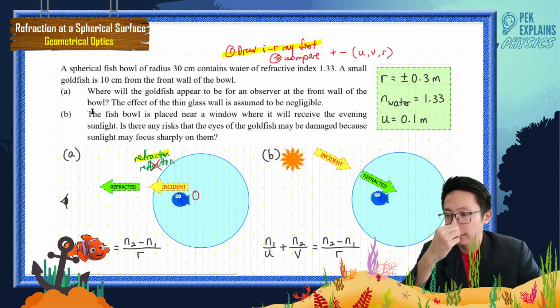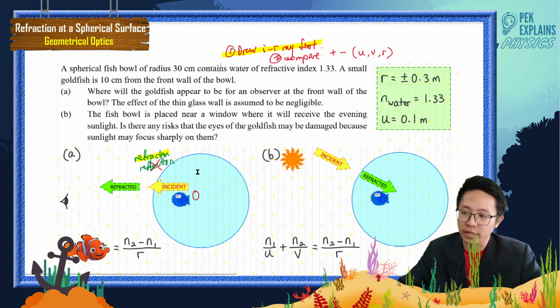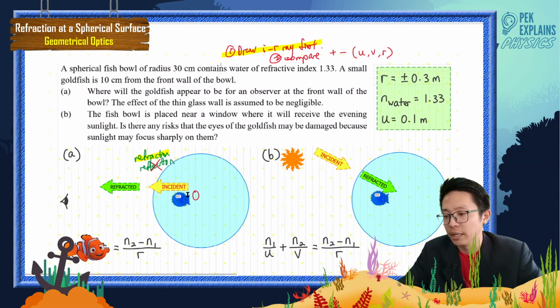Now, once I already identify the situation, it's easy already. You can solve this question already. The incident ray comes from the object, and light goes out, becomes the refracted ray, and goes to the observer's eyes. Why can the person see the goldfish? Because the light comes from the object, goes to the eyes. That's why the light enters the eyes, and that's why the person can see the object.